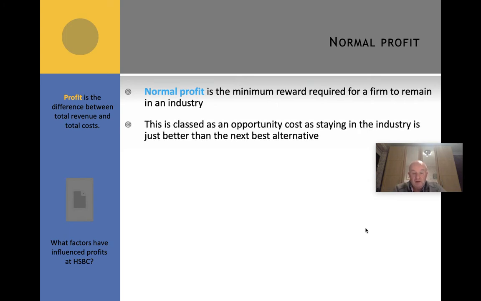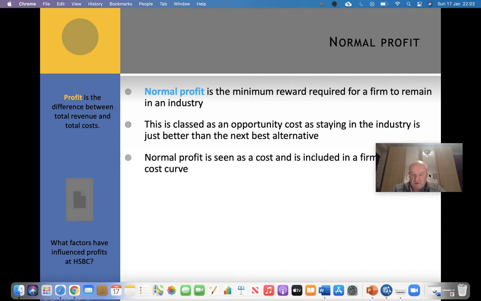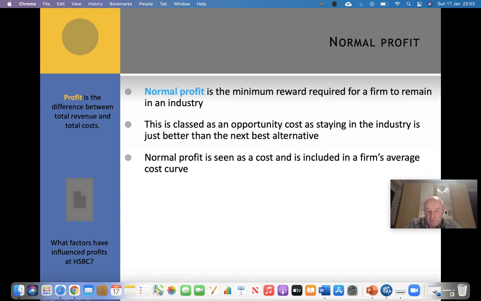Okay, so another way of thinking about it, if you wanted to try and justify it in your own mind, is to think about it as the opportunity cost of staying in the industry being just better than the next best alternative. And if that were the case, then if you were thinking about it from an economic standpoint, you would choose to stay in that industry. If it was a slightly better situation than the next best alternative, then you might choose to stay in that marketplace. Okay, so that's essentially the point at which normal profit is seen.